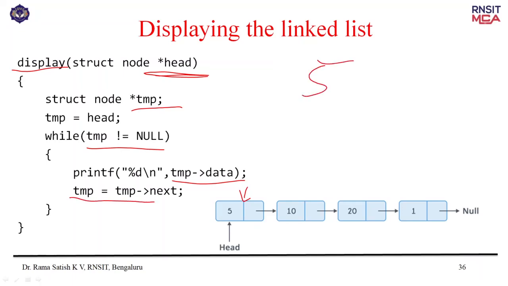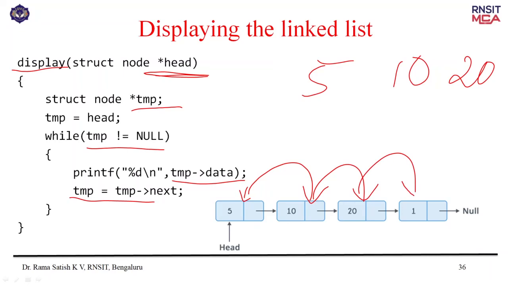Next line, what is there? TMP is equal to TMP of next. So it will move to the next pointer. And it checks whether TMP has reached null. No, it is not null. So next it will print 10. Next TMP is equal to TMP of next. It will go to the next cell. So 20 is printed. And TMP is equal to TMP of next.